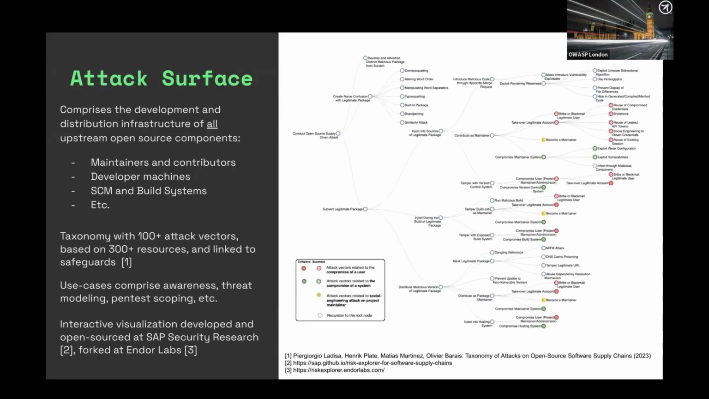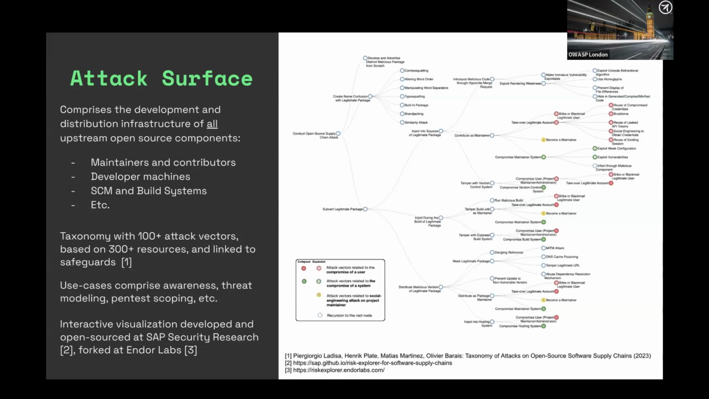The idea is, it takes the form of an attack tree. At the top, the root node of the attack tree is the goal of the attacker to conduct a supply chain attack. And as you go down in the attack tree, you basically refine this goal to smaller goals that allow you reaching the top level goal, right? And the use cases of this is, of course, to raise and create awareness, to support threat modeling activities, but you could also use it to scope penetration tests.